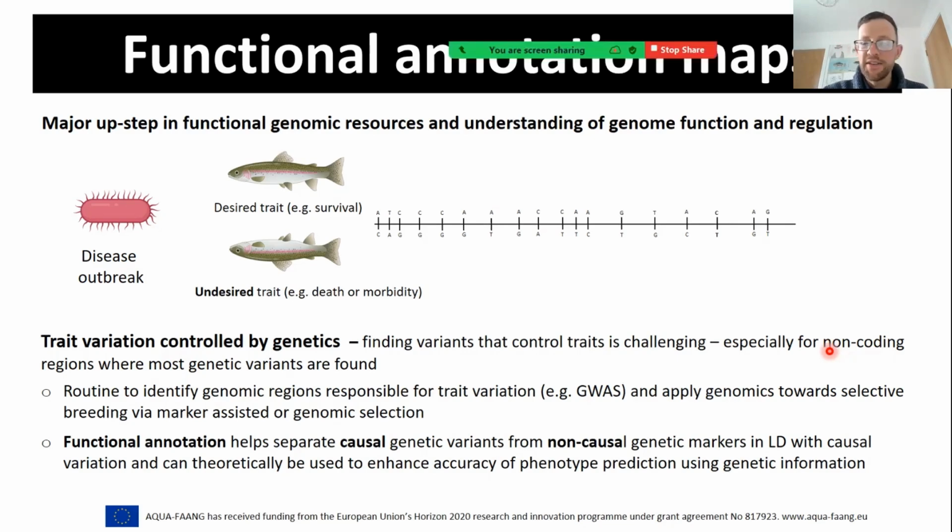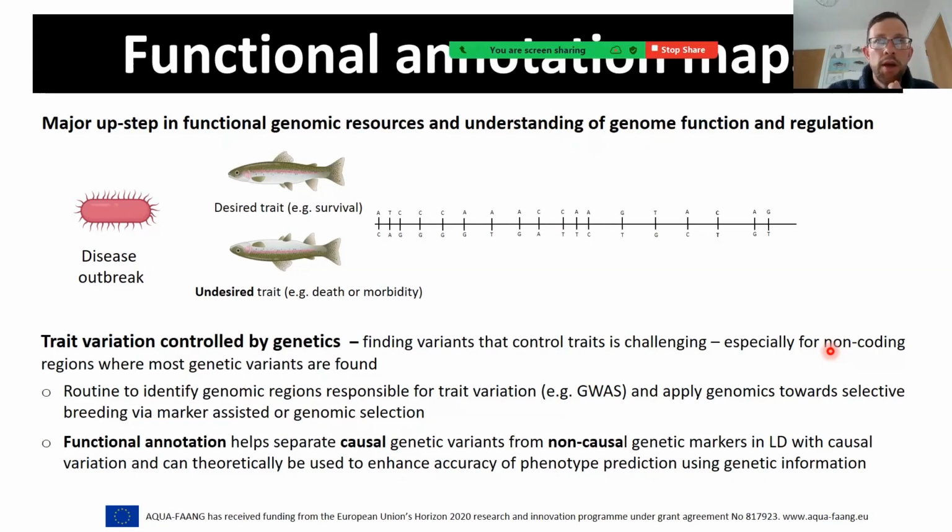And the idea here is that obviously many traits have a genetic component, for example, disease resistance in the example shown here, but we rarely know which genetic variants are actually causally involved.